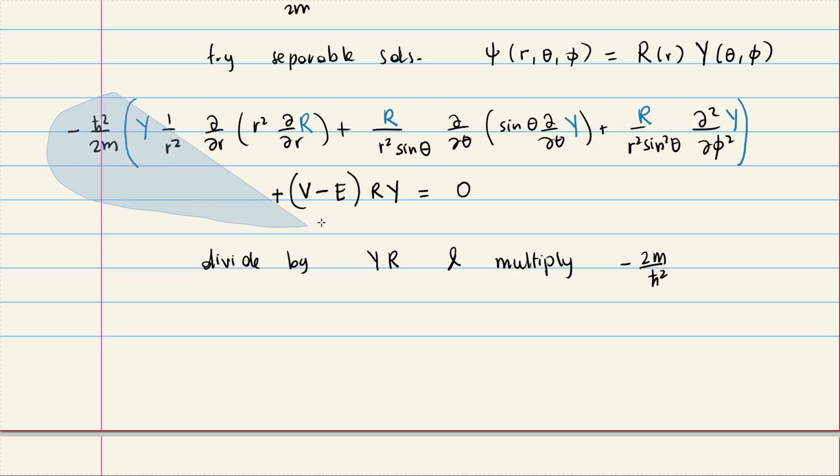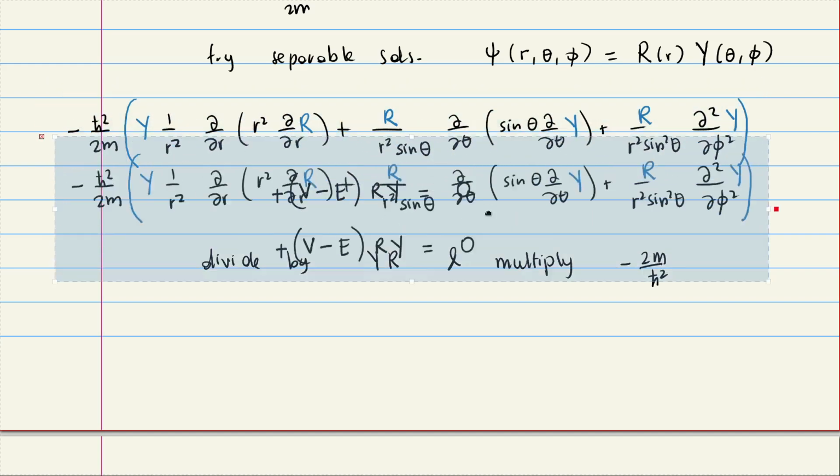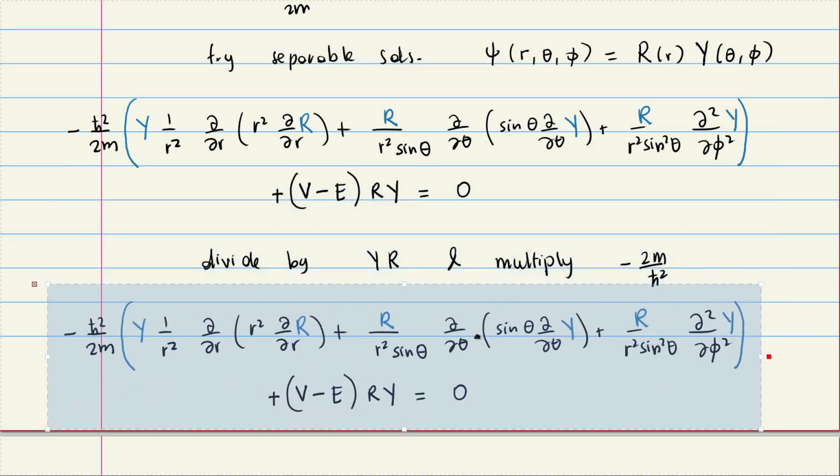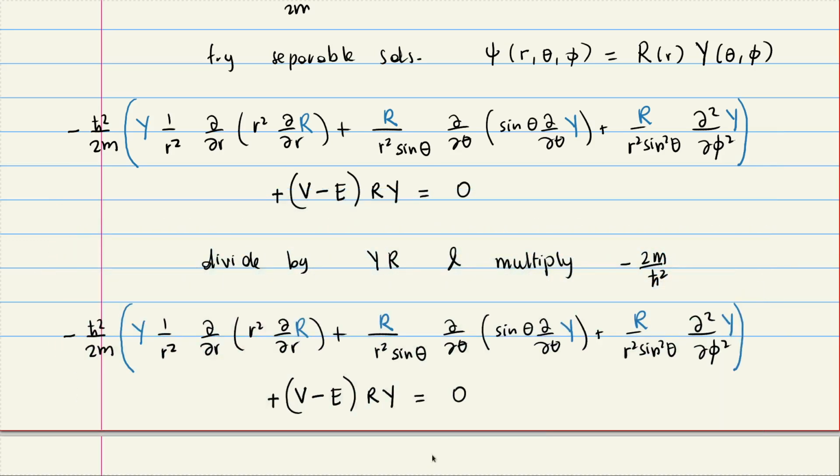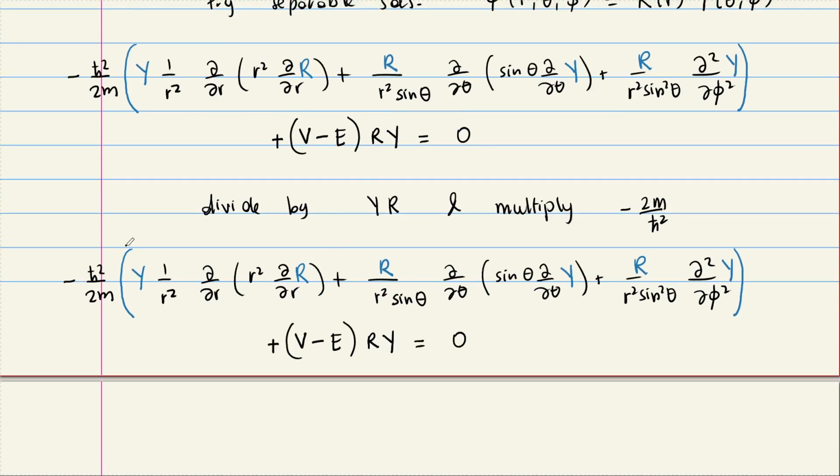So let me copy and do what I just said I'm going to do. If I divide by yr, this is going to go, and I'm going to have 1 over r here. This is going to go, and I'm going to have 1 over y here, and this is going to go.